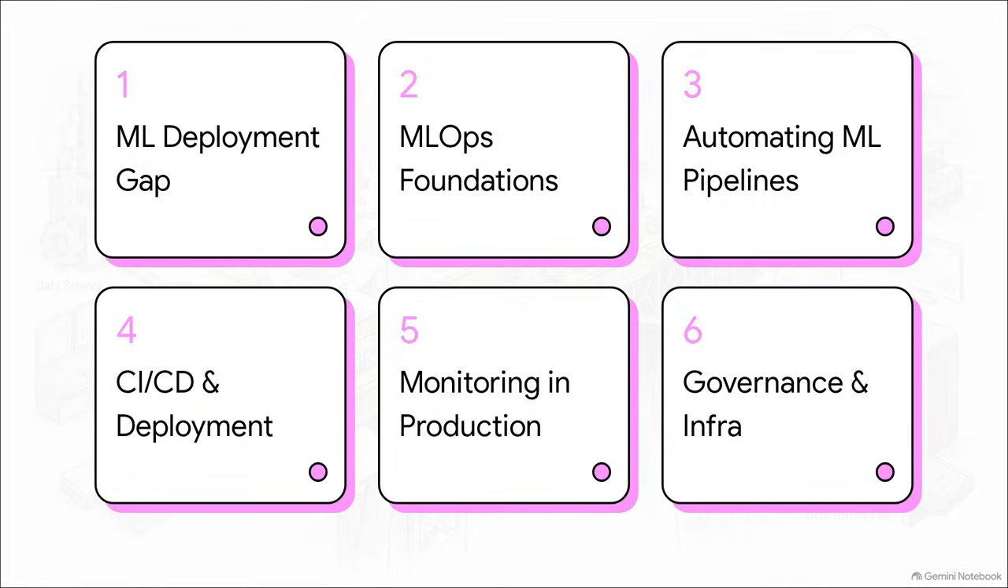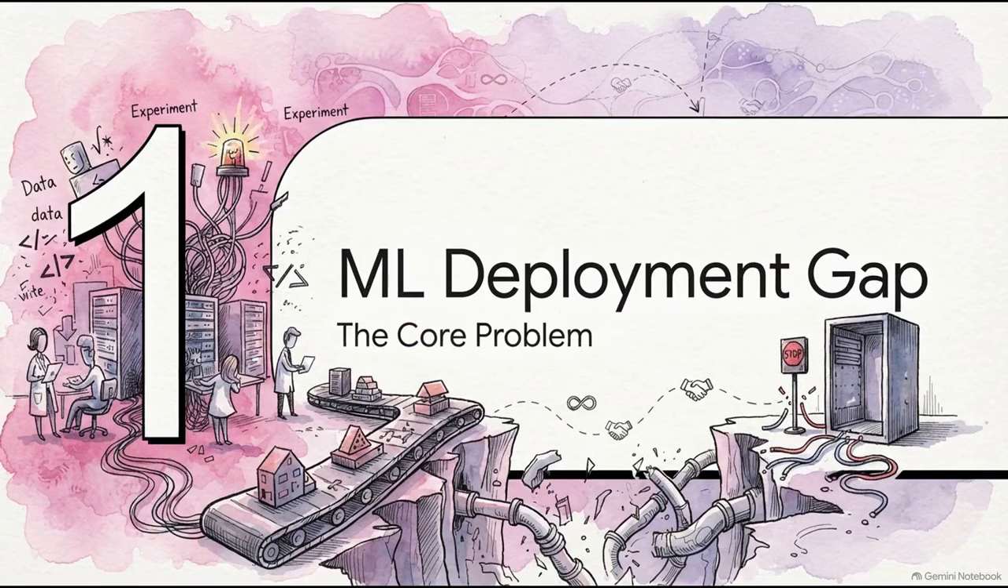Okay, so let's dive into this. Here is our quick roadmap for how we'll journey from the painful reality of failed models to a complete enterprise blueprint. We'll be looking at the ML deployment gap, ML Ops foundations, automating the ML pipeline, CI/CD and model deployment, monitoring models in production, and lastly, governance and infrastructure. Starting off with Section 1, the ML deployment gap.